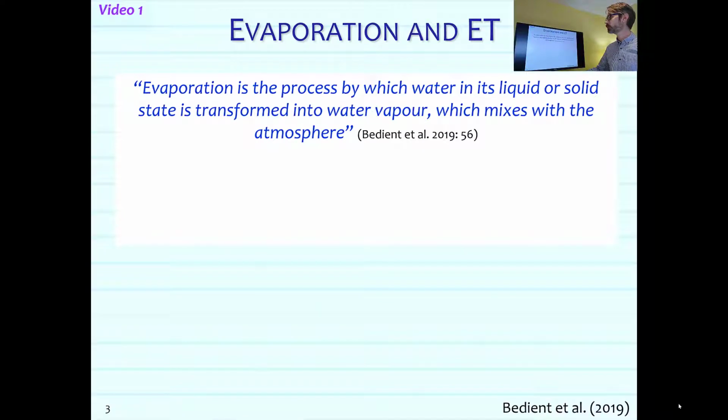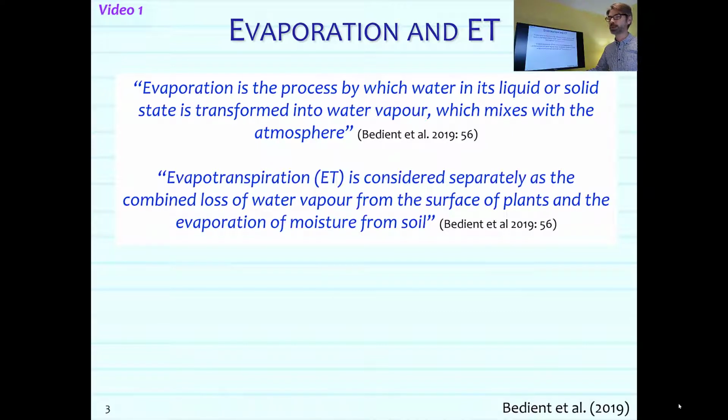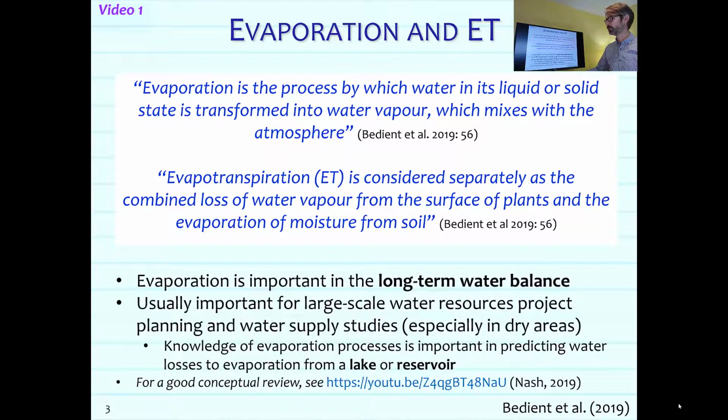Evaporation is the process by which water in its liquid or solid state is transformed into water vapor, which mixes with the atmosphere. Evapotranspiration, or ET, is considered separately as the combined loss of water vapor from the surface of plants and the evaporation of moisture from the soil.